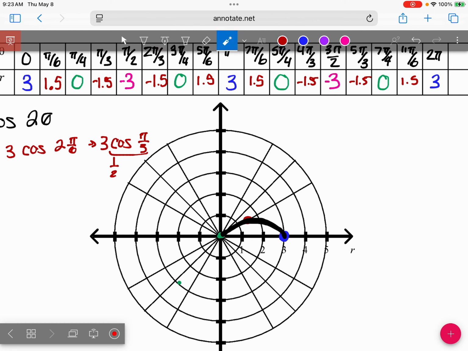So now we're going to do our pi over 3. That's this angle here. Negative 1.5. Think of this like a line. We are going negative, which means we need to go down this way. We stay on that same line. So our negative 1.5 is here for pi over 3. So this is that point. Well, we got to stay on our pi over 3.